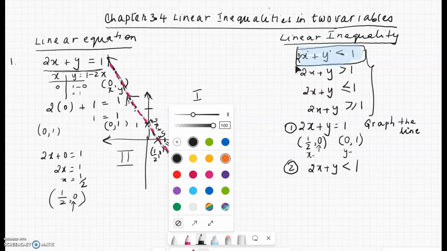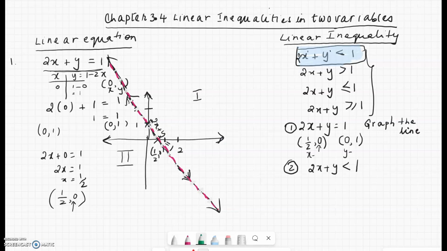Okay, so let's pick a color. So pick any one point. An easy point to pick would be the origin, because it's 0, 0. It's easy to plug in. So pick one easy point on any one side of the line. 0, 0 is a good option. It should be clearly on one side or the other, not on the line.